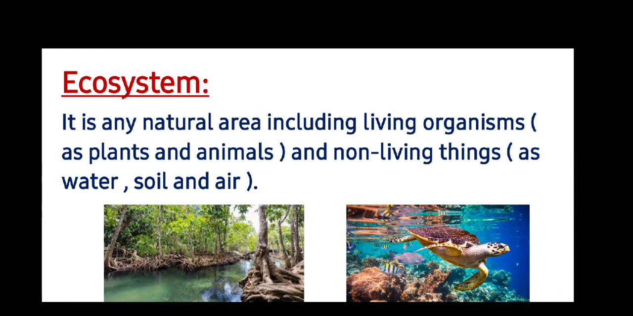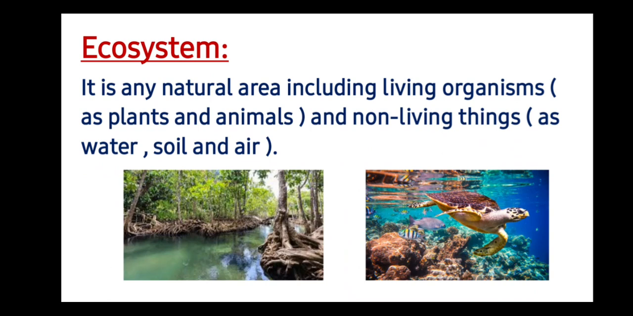What is the meaning of ecosystem? Ecosystem is any natural area, including living organisms and non-living things. Any area that contains living organisms and non-living things is considered an ecosystem. Ecosystem is any natural area including living things like plants and animals, and non-living things like water, air, and soil.